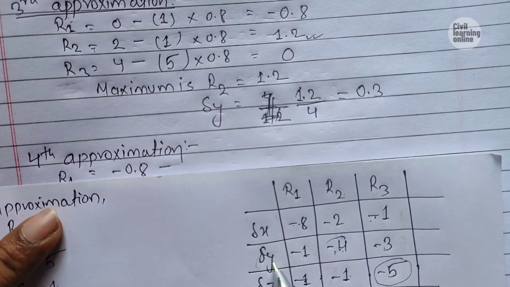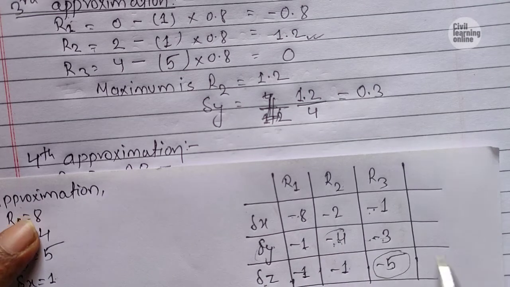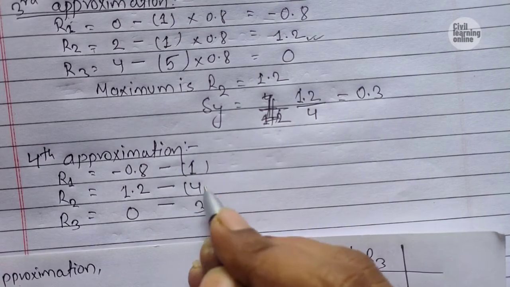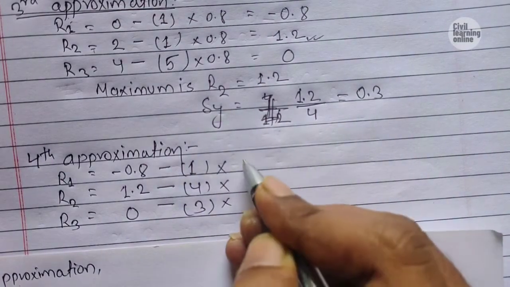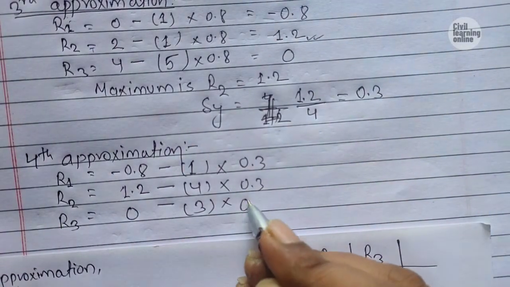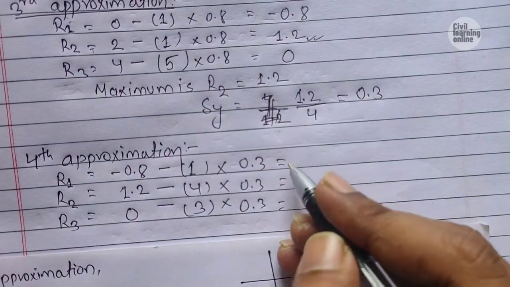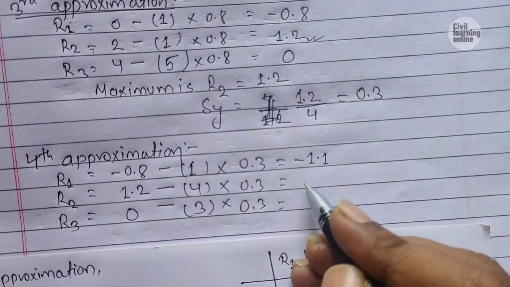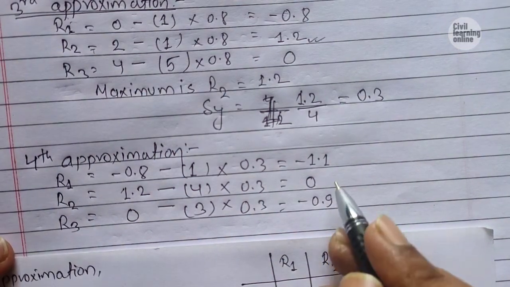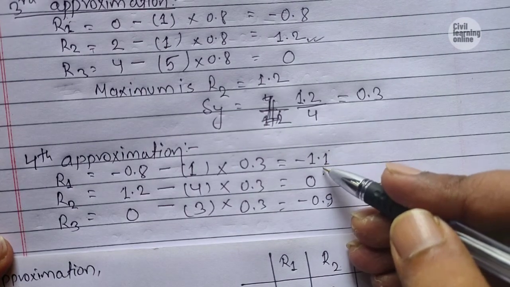In del y this horizontal row, so 1, 4 and 3, we need to take it of opposite sign, so multiply this by 0.3. We have got the value of del y in the third approximation, so 0.3, 0.3. Now on solving this, we will get some values, and they are minus 1.1, 0 and minus 0.9. Again we need to look for the greatest value among all these three numbers.